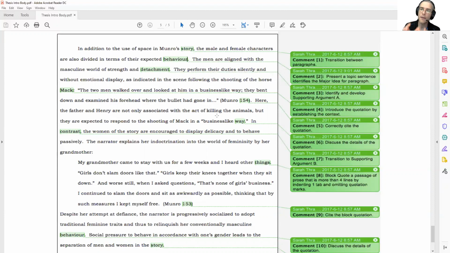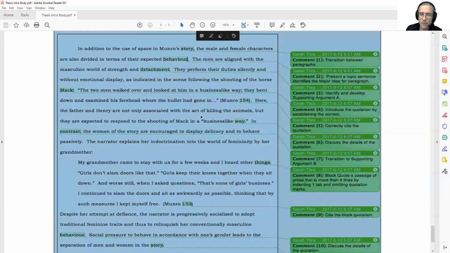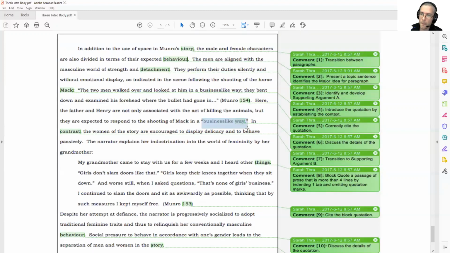Look at what I've done here. I've taken some specific detail inside the quotation, and I referred back to it. I'm using that to show how they're supposed to be detached. Right? They're doing this in a business-like way. If I was commenting on this essay and a student handed this to me, I would say, you probably need another sentence right here where you expand on this idea of doing it in a business-like way. Tell me about how this business-like way really does show that they perform their duties silently and without emotional display. Really tie it into that. Really show how it proves the point that you're trying to make.